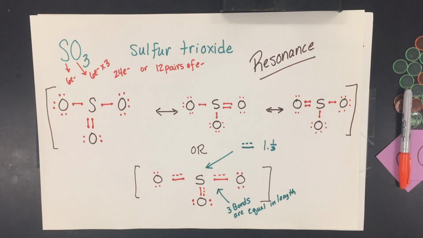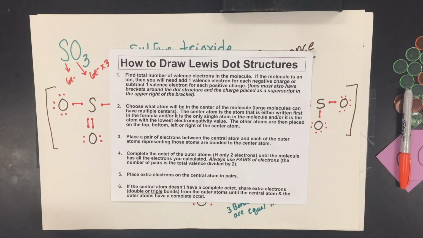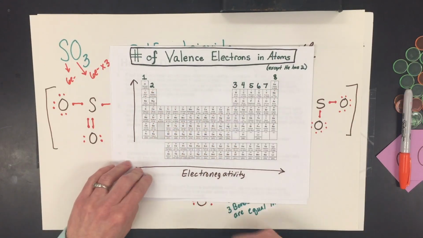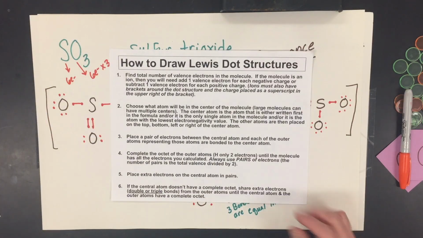So I hope these 2 examples of resonance helped you. Again, remember that I did still follow the dot structure rules. And I did have to reference the periodic table to look up the valence electrons using those group numbers as a shortcut. And I hope it helped.